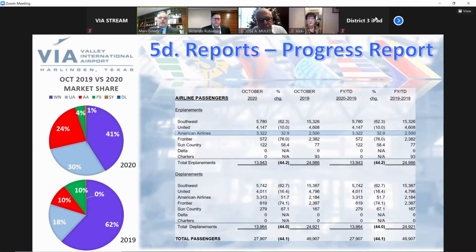Frontier Airlines, of course, had a lot more seats in the market last year as opposed to this year, so you're going to see them down 76%. We'll look at the load factors on them in a moment. Sun Country had more seats this year in October, so they were actually up 58%, but it's just the amount of frequencies they had. Overall, for the month of October, we were down 44.2%. So that's where we're starting our fiscal year.